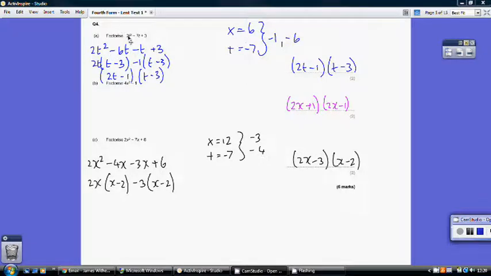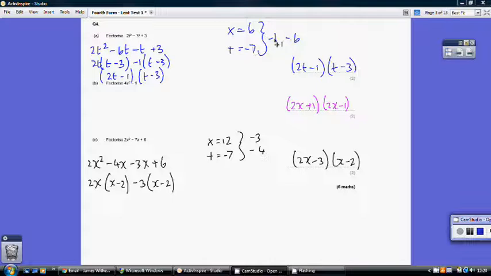Because the problem is we've got this 2t squared. So, first things first, our two magic numbers have to multiply to be 6. Now, the 6 came about by being the 2 times the plus 3. 2 times plus 3 is 6. And yet, at the same time, our magic numbers have to add to be the minus 7, the coefficient of t. So, those magic numbers are minus 1 and minus 6. Because minus 1 times minus 6 is 6, yet minus 1 added with minus 6 is minus 7.